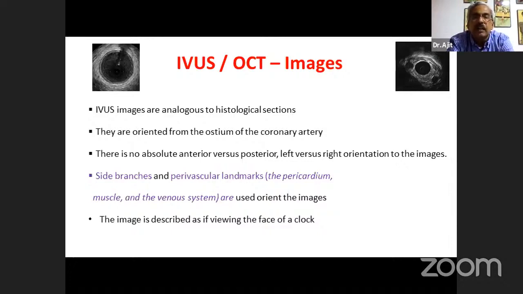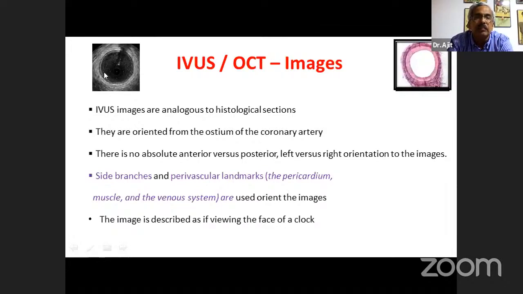Now, the intravascular images which you see are analogous to histological sections. They are oriented from the ostium of the coronary artery. In the IVUS or OCT, there is no absolute anterior versus posterior. And there's left versus right orientation of the images. The side branches will help you to diagnose which is a diagonal or an LAD or an obtuse marginal or an acute marginal branch, and what is the direction of the picture. We also could use perivascular landmarks like pericardium, muscle, and venous system to orient the image. So the image is exactly like a histological section.